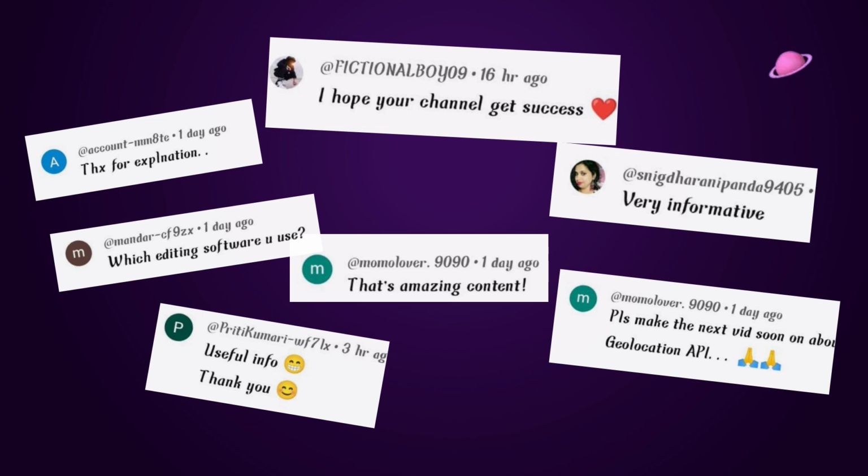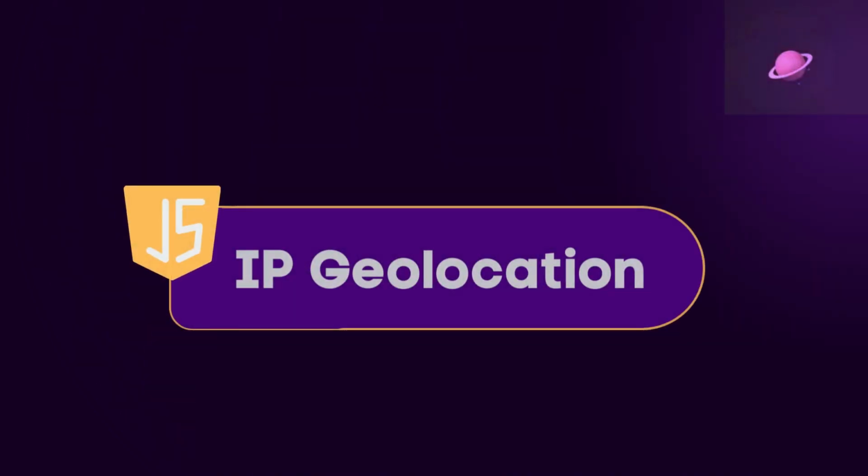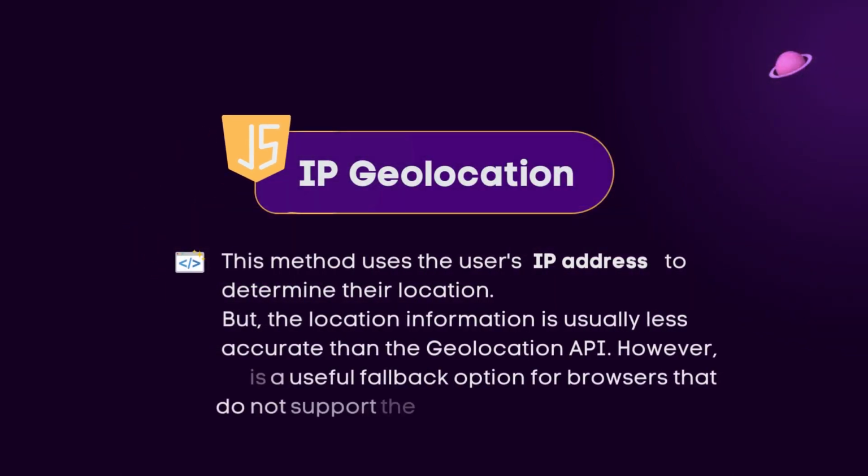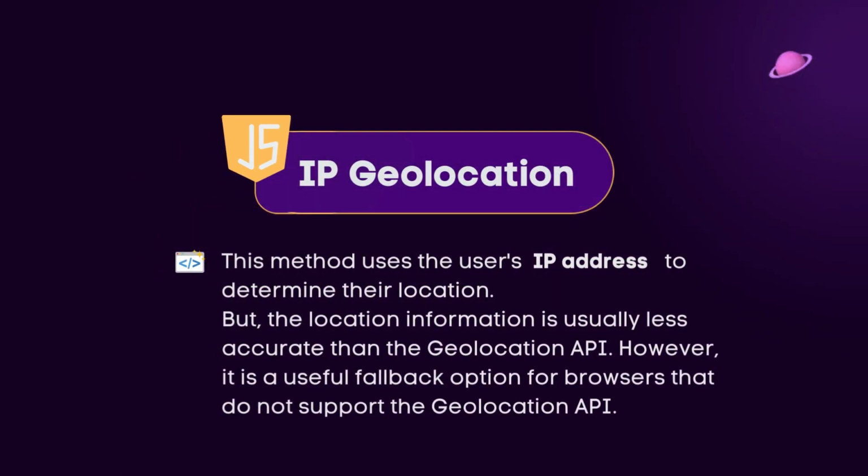So without further ado, let's get started with today's topic on IP geolocation and learn how it works. So this method uses the user's IP address to determine their location. But the location information is usually less accurate than the geolocation API. However, it's a useful fallback option for browsers that do not support the geolocation API.